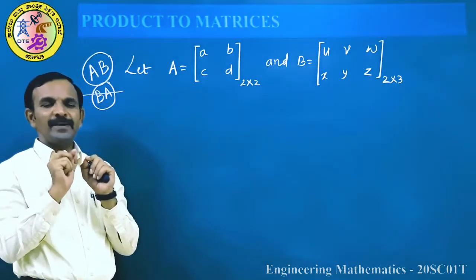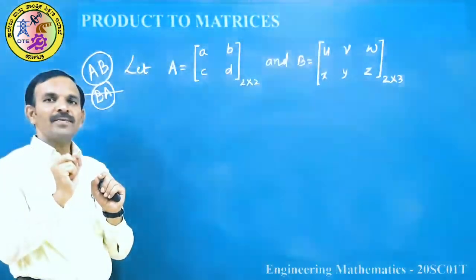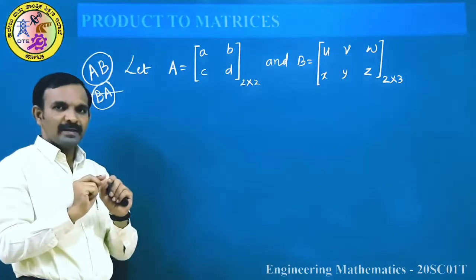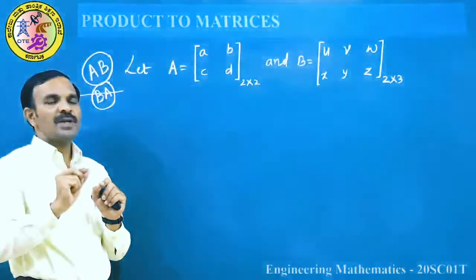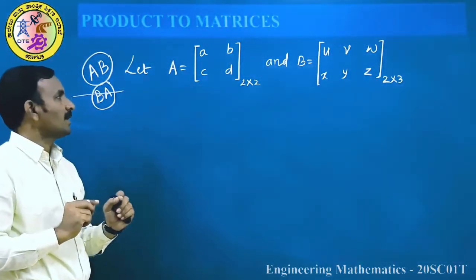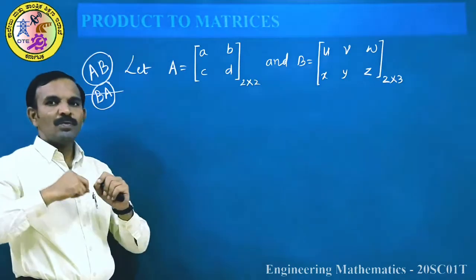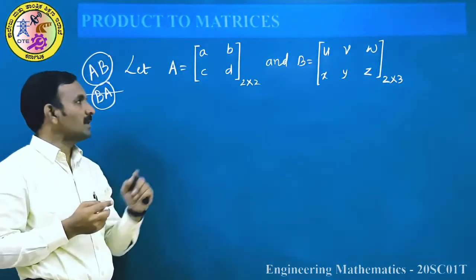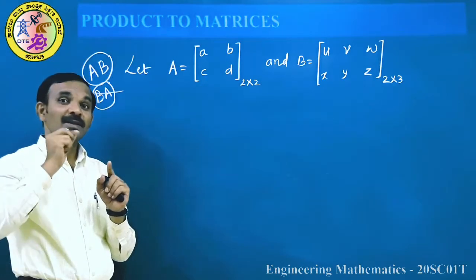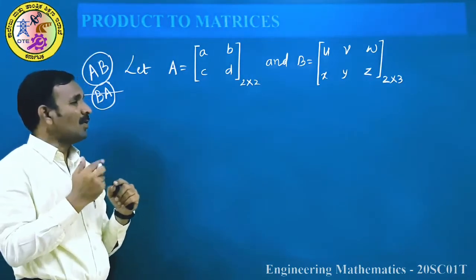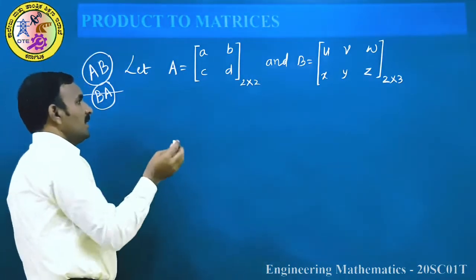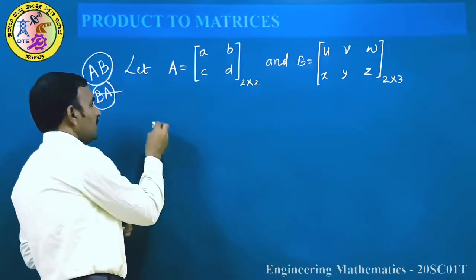To multiply any two matrices, the number of columns in the first matrix must equal the number of rows in the second matrix. This is the first condition for existence of product. Now we are going to learn how to multiply two matrices. Let us start with considering AB.